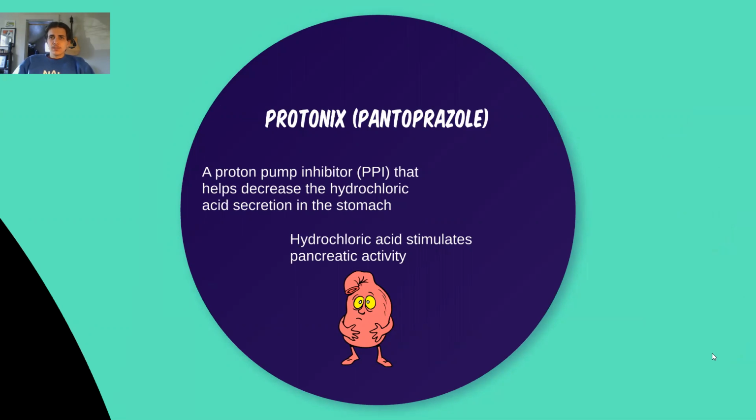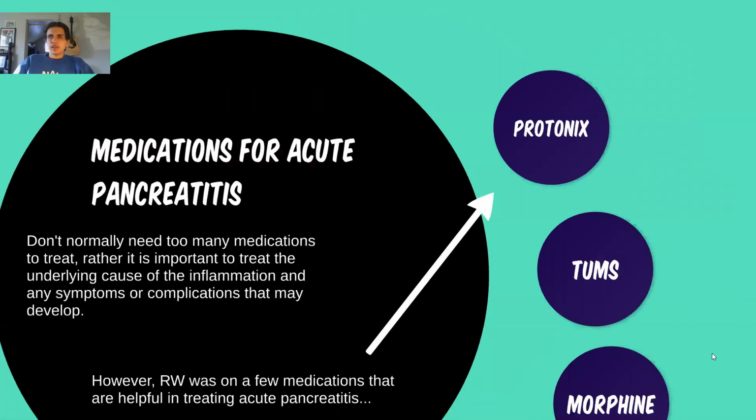So hydrochloric acid stimulates pancreatic activity, right? So this is a big one for helping neutralize that acid, right? So calming down the pancreas. It's not necessarily acting on the pancreas, but it's kind of secondary to the pancreas.